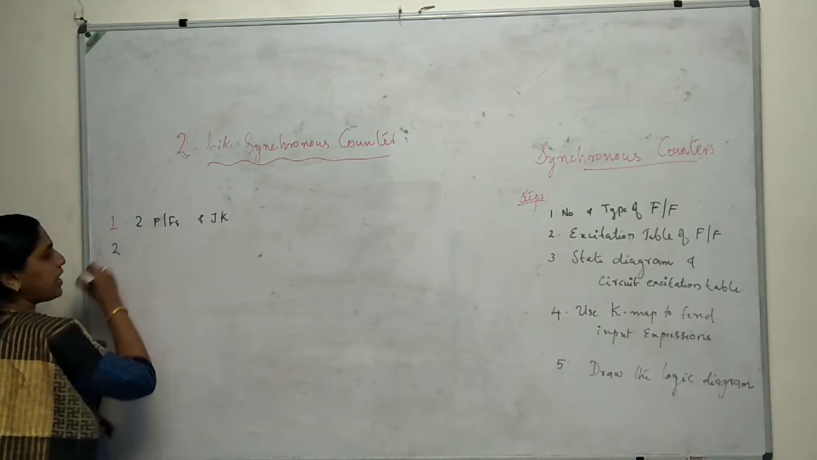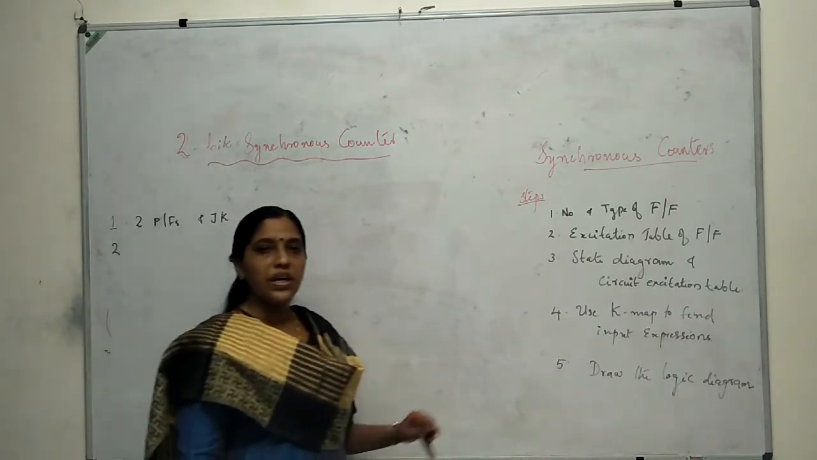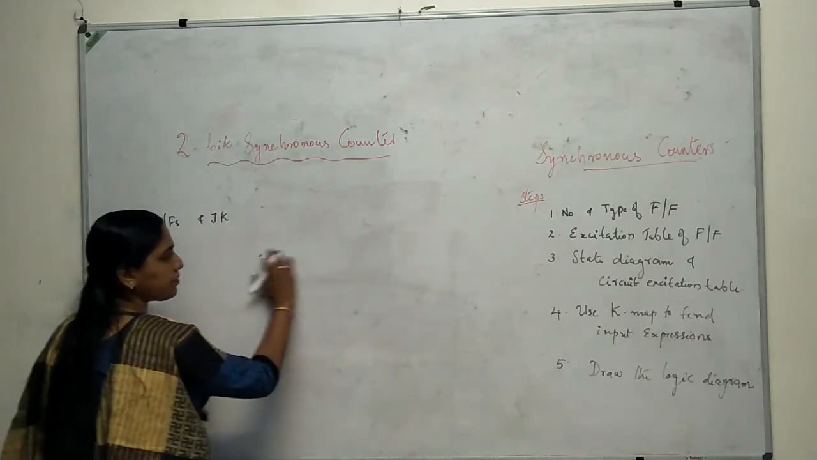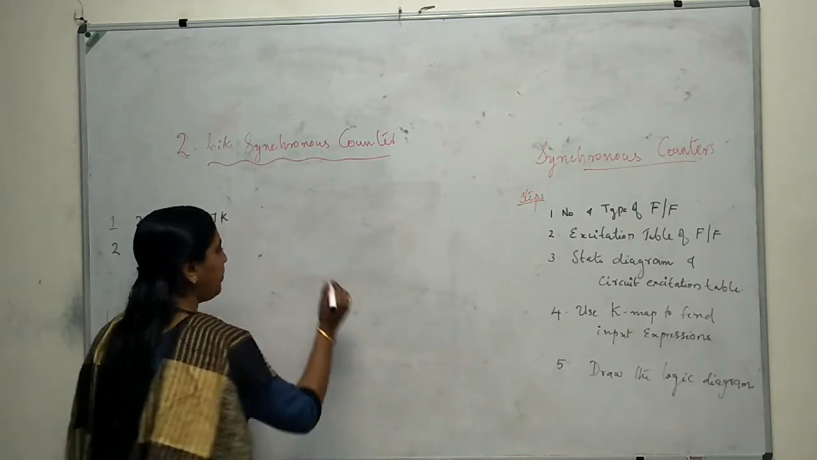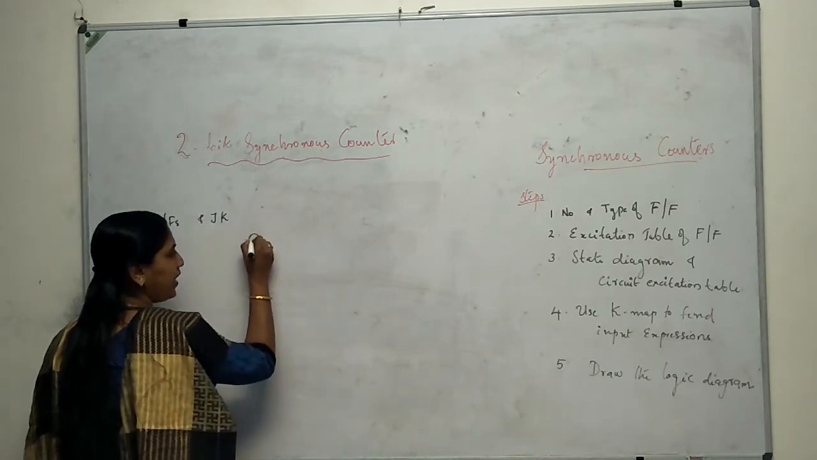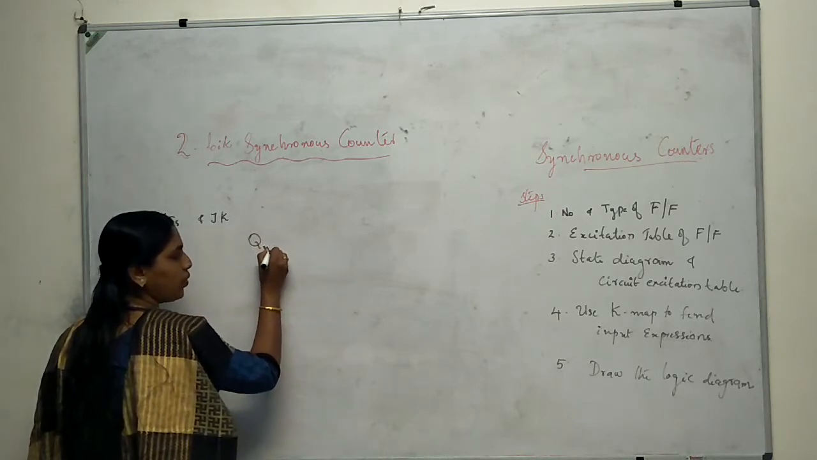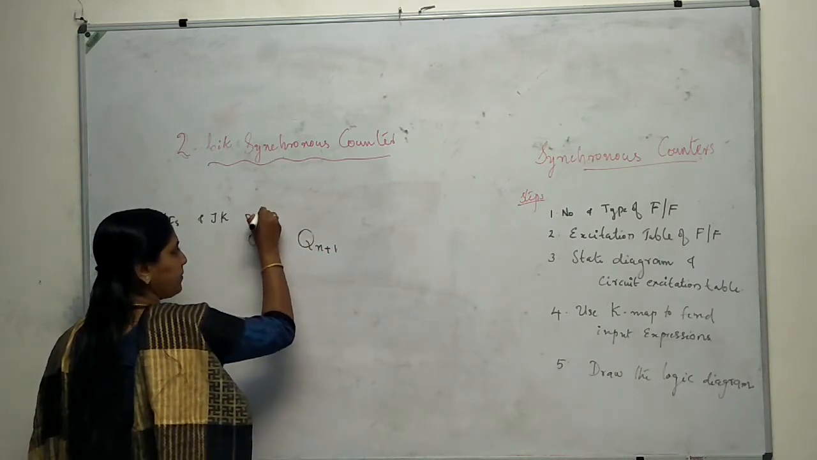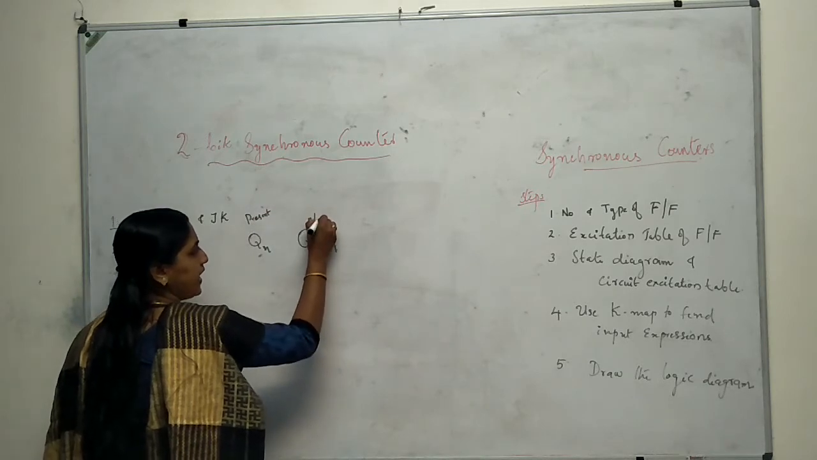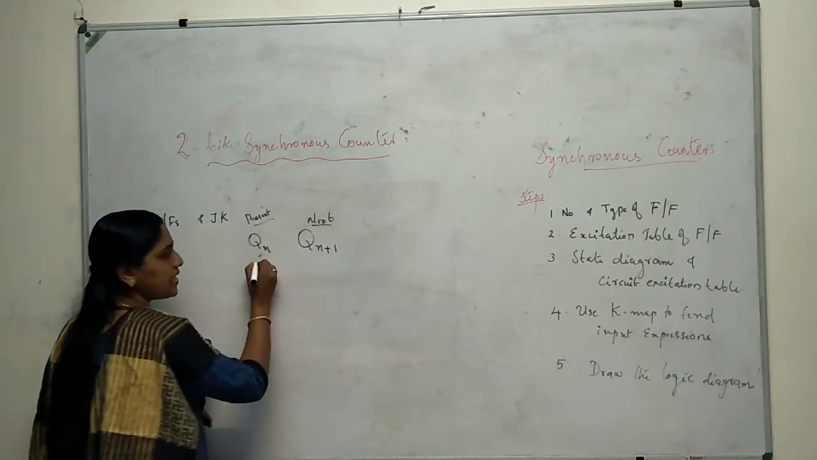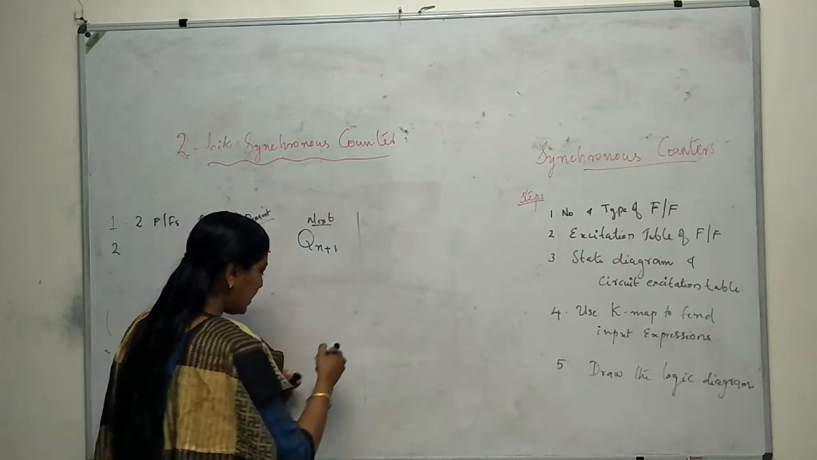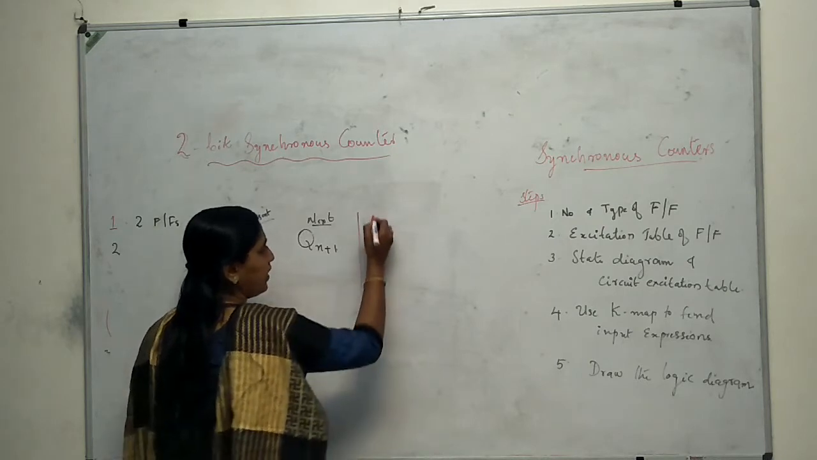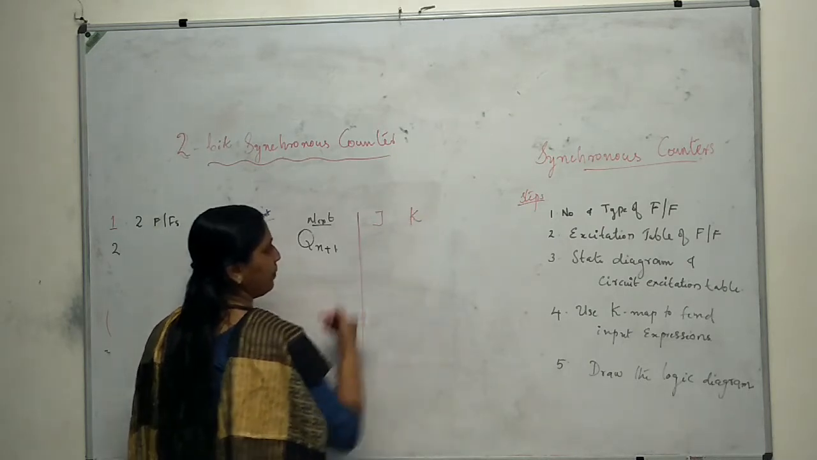Then the second step is to find the excitation table of that particular flip-flop. For a JK flip-flop, how do we find the excitation table? We have the state Q, let it be Qn, and let the next state be Qn+1. This is the present state, and this is the next state. If this is the present state and next state, how will the J and K inputs be for this particular case?